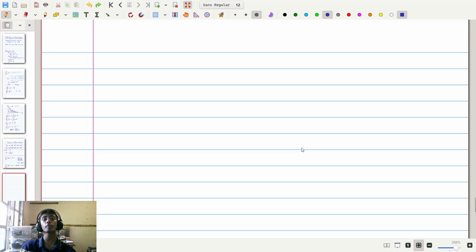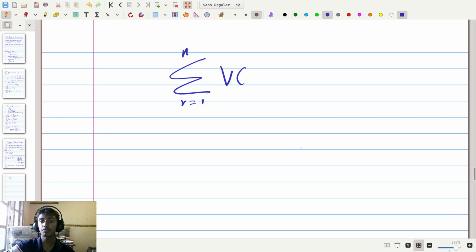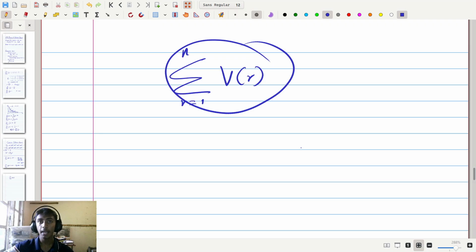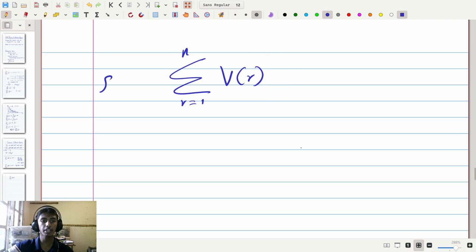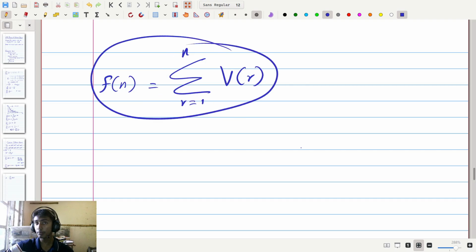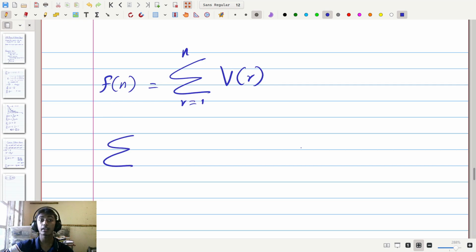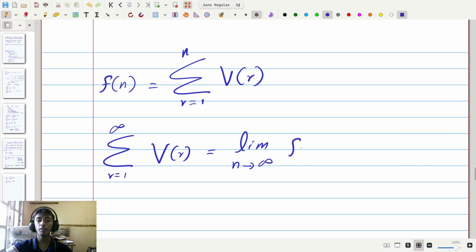Our next and final type of convergent sum that we're going to talk about before moving on to questions is the type where you have a function for the partial sum. What I mean by partial sum is if you have the sum from r equals some starting value, let's just say 1 for simplicity, up to n of some function v of r, and this sum can be written in closed form as another function f of n, then if we have a convergence property, the sum from r equals 1 up to infinity of v of r would simply be equal to the limit as n approaches infinity of f of n.